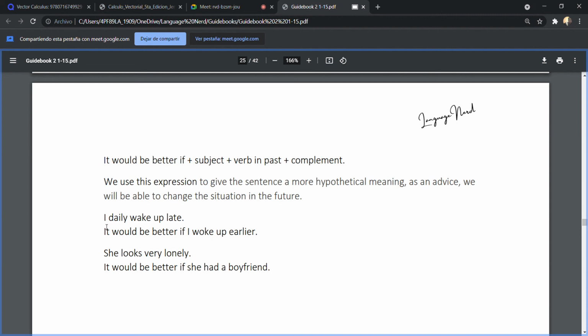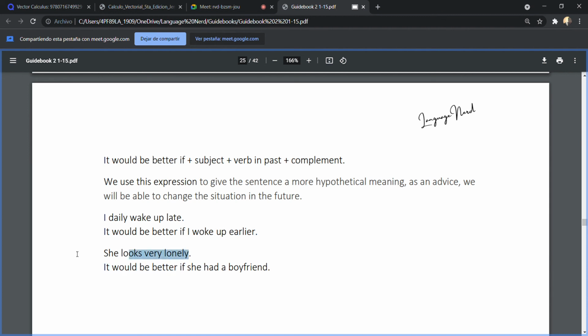Okay, so for example, the situation number 1 is I wake up daily late, or I daily wake up late. So every day I wake up late. Okay, so an advice with it will be better can be it will be better if I woke up earlier. If y luego tienen sujeto I, luego verbo en pasado. En este caso es un phrasal verb. Y para conjugar phrasal verbs, conjugan el verbo. If I woke up earlier. Y complemento, ¿no? Earlier.